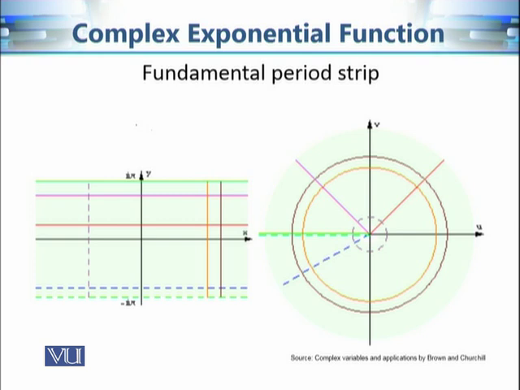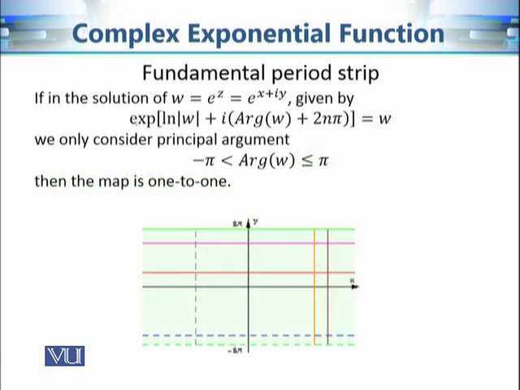Okay, so this subset has this property that the exponential function is one-to-one in this subset of the Z plane. It has a special name and is known as the fundamental period strip, because above and below this strip there will be repetitions. In other words, if we have w is equal to e raised to power z, e raised to power x plus iota y, then in this observation, instead of taking 2 n pi, we just take the principal argument of w. Basically we will be in this strip.